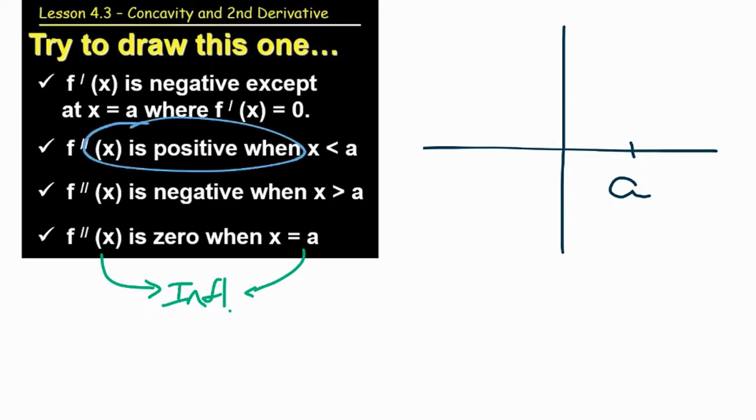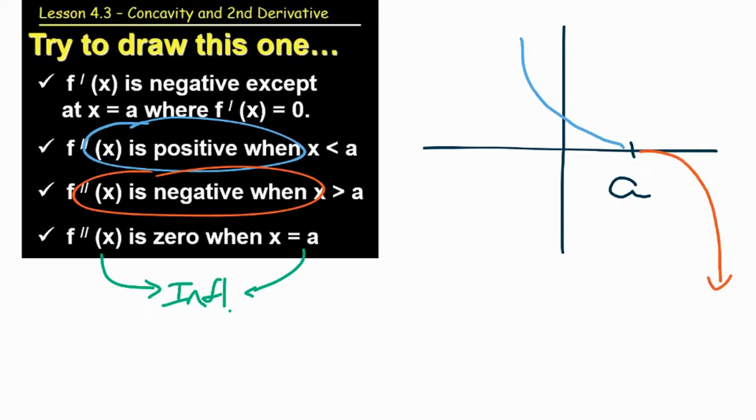Positive concavity to the left of a. How'd you do? Positive concavity to the left of a. Negative concavity to the right of a. Okay, what we have here is another example of what sometimes students will call like half of the concavity. You see the blue section I drew is concave up, but it just doesn't continue on the other side. In a similar fashion, the red section I drew is concave down, but it just doesn't continue or didn't start on this side.